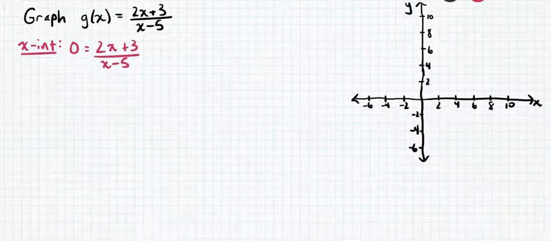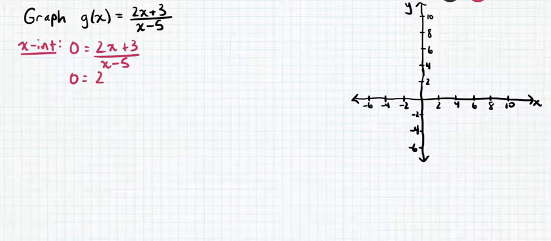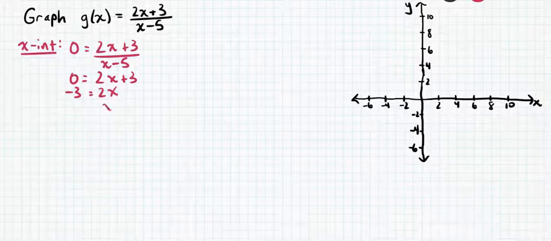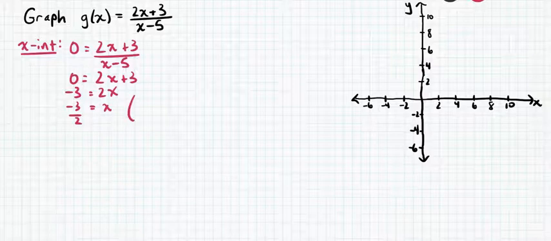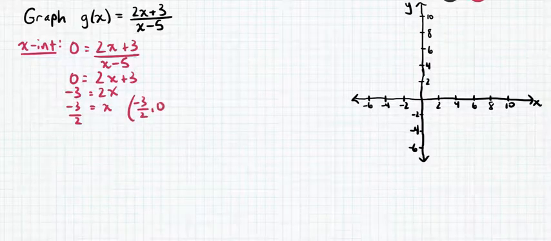Multiplying both sides by x minus 5, we get 0 equals 2x plus 3. Subtract 3 from both sides and divide both sides by 2, and we get that x is negative 3 over 2, which means that negative 3 over 2 comma 0 is the x-intercept on this graph. So negative 1.5 comma 0, which is here.